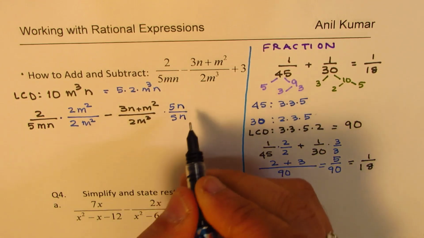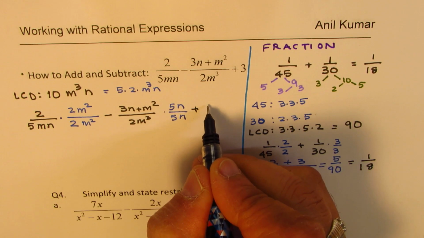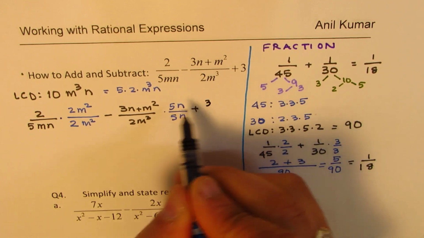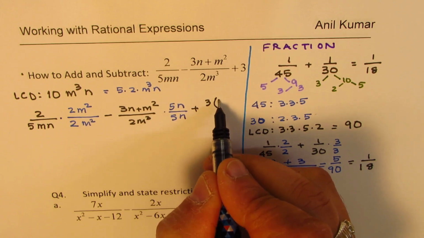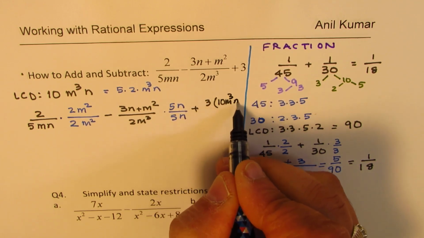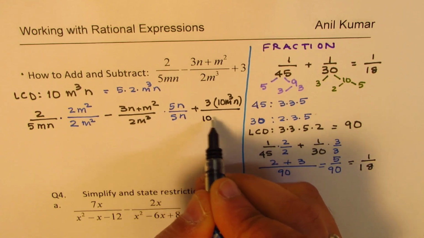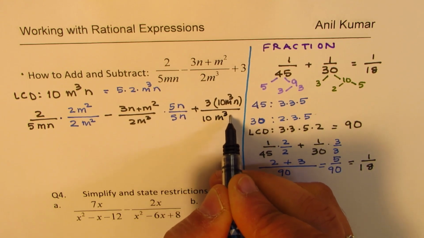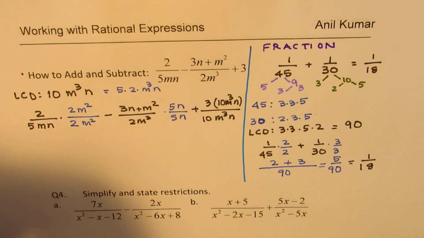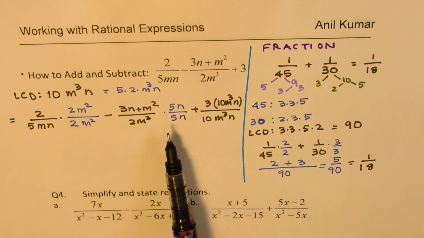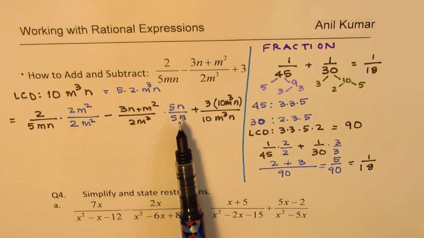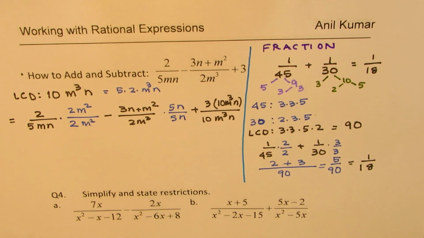Then the next term is 3, which has a denominator of 1, so we don't even have to think, we have to get all these terms in place. So we'll multiply by 10 m cube n, and we'll also divide by 10 m cube n. Correct? So our rational expression is exactly the same as it was, because in each expression we only multiplied by 1. Perfect? So this is a very important step.